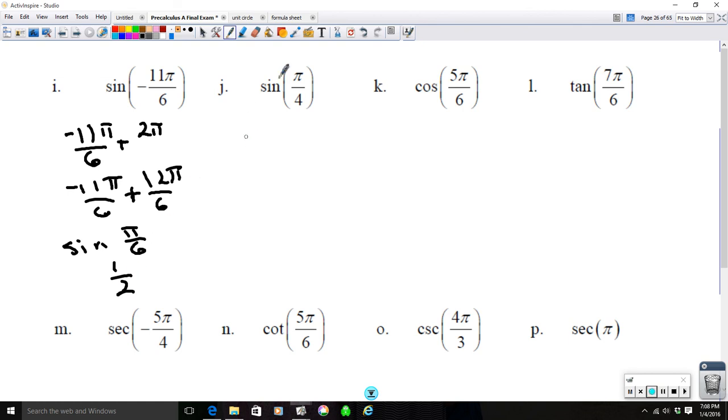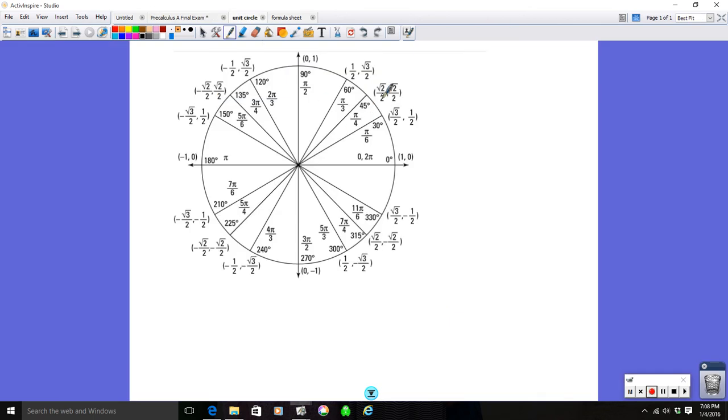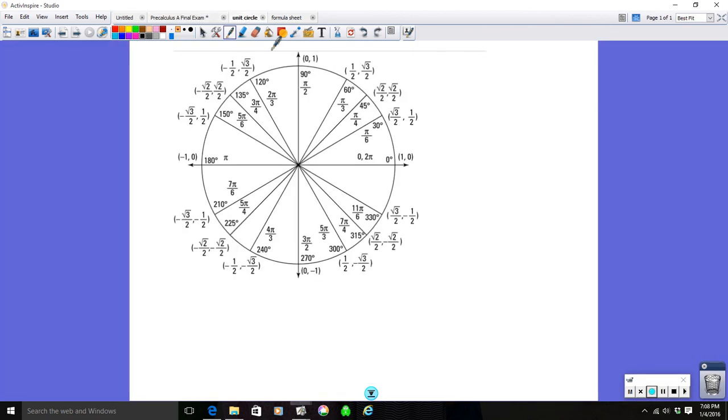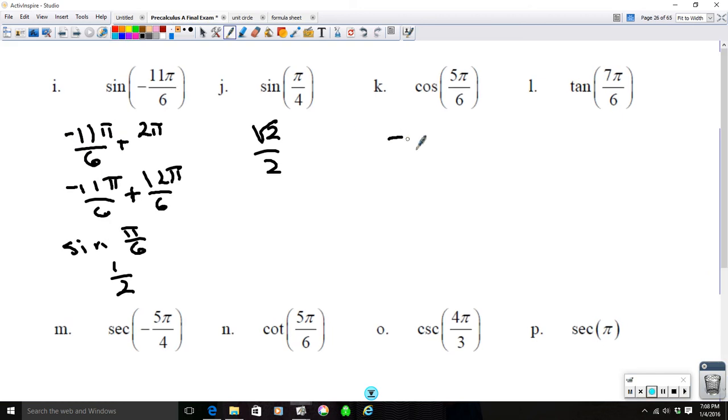Letter J, sine of pi over 4. Pi over 4, cosine comma sine is going to make this value here, root 2 over 2. Cosine of 5 pi over 6. Cosine comma sine is going to make this negative root 3 over 2.